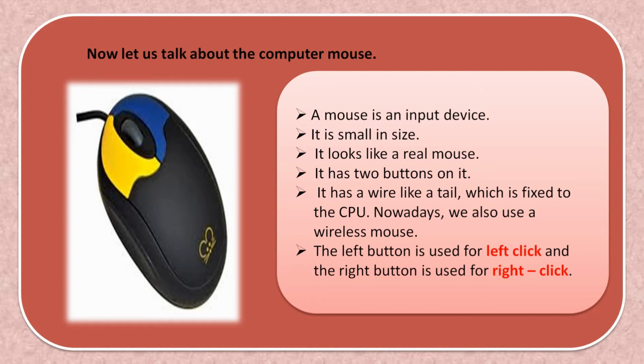I have told you that a mouse has two buttons. First one is the left button, second one is the right button. The left button is used for left click and the right button is used for right click.